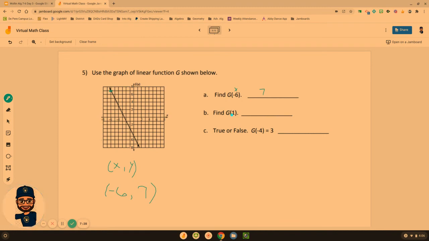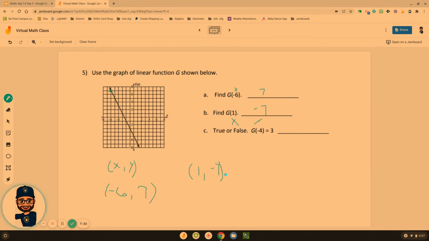G of 1. Okay, see if you can figure out G of 1. If the X value is 1, what's the Y value? So I'm going to go to 1. Here's the origin. I'm going to go to 1, and I've got to go all the way down here to -7. So it is -7, right? We would have had the point 1, -7.